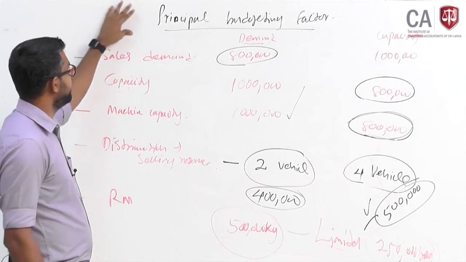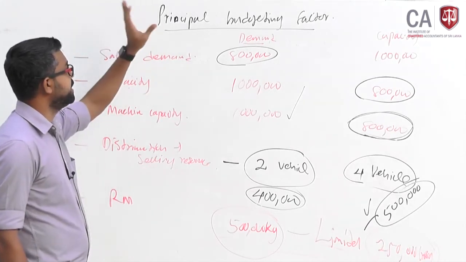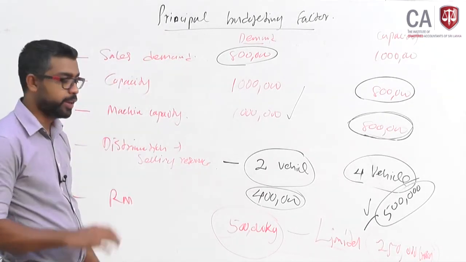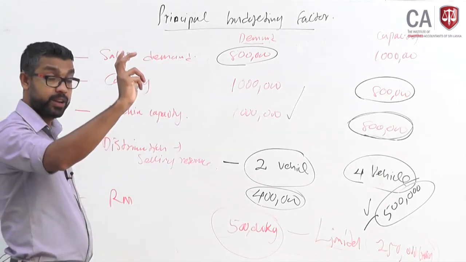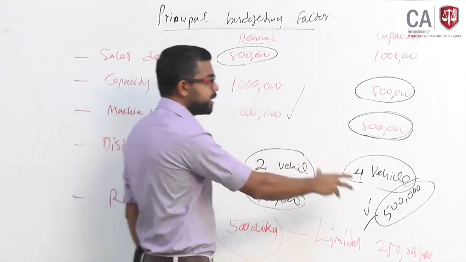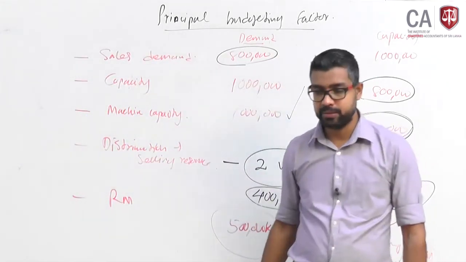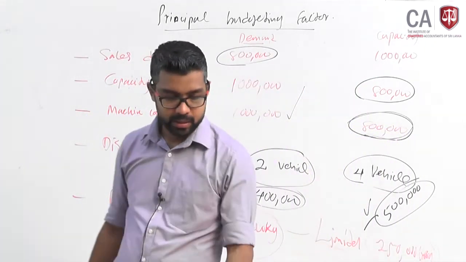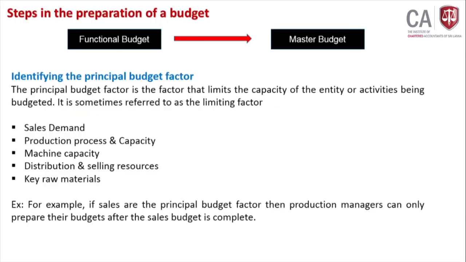Principal budget factor means that's the factor you consider when you prepare the budget, when you set up your target sales. We need to identify this limiting factor. We call it the principal budgeting factor. For example, if sales are the principal budgeting factor, then the production manager can only prepare their budgets after the sales budget is completed.